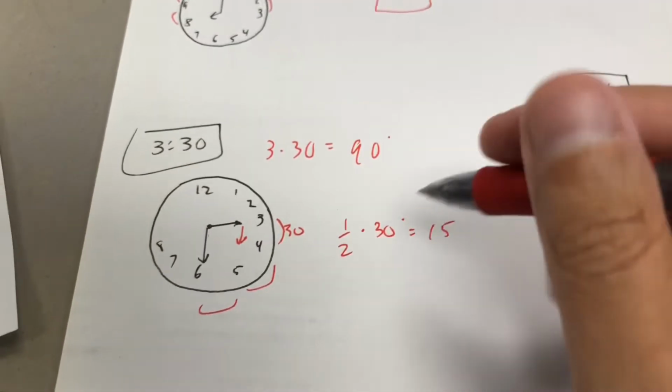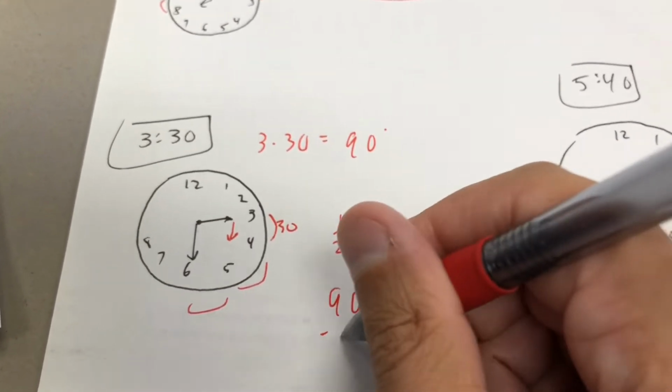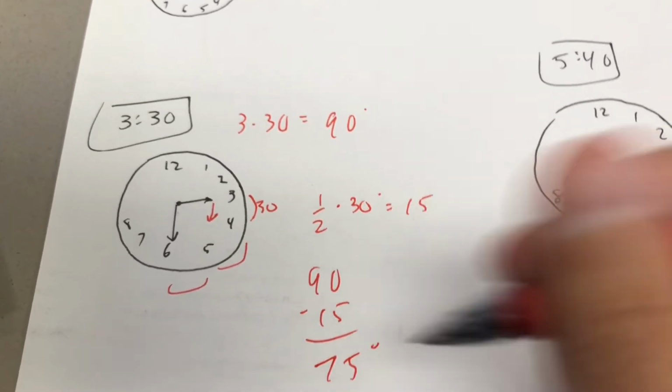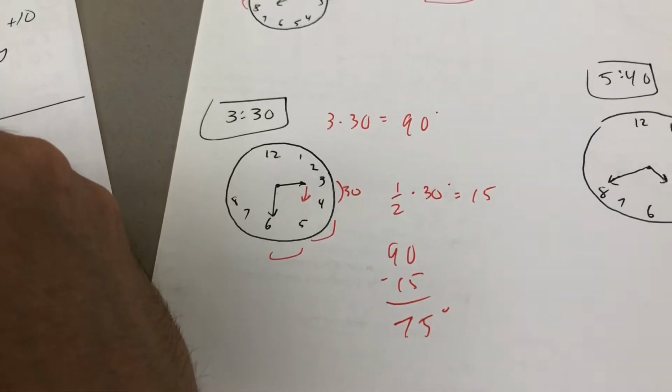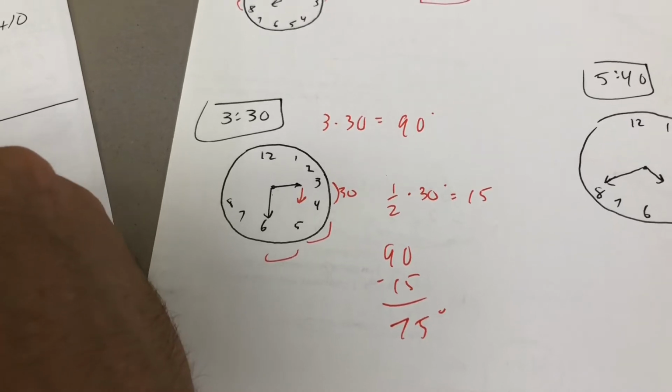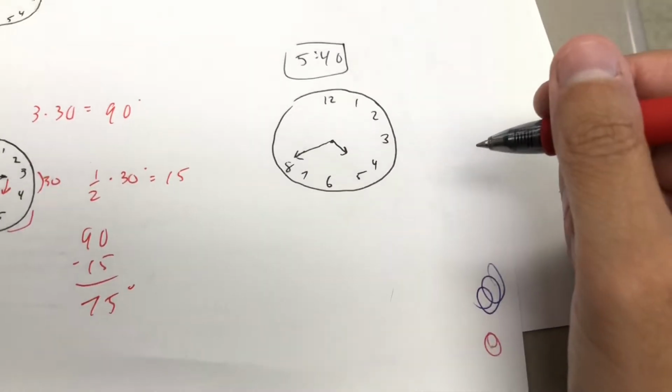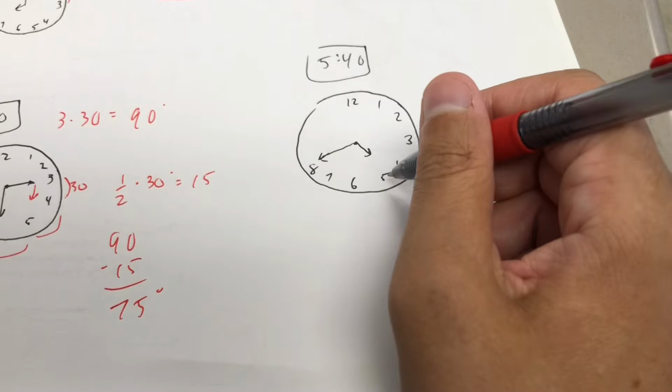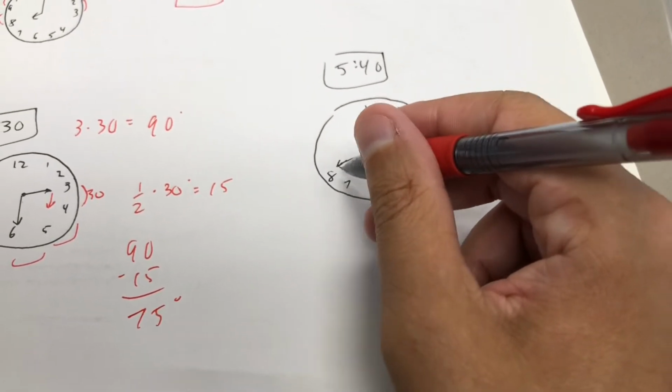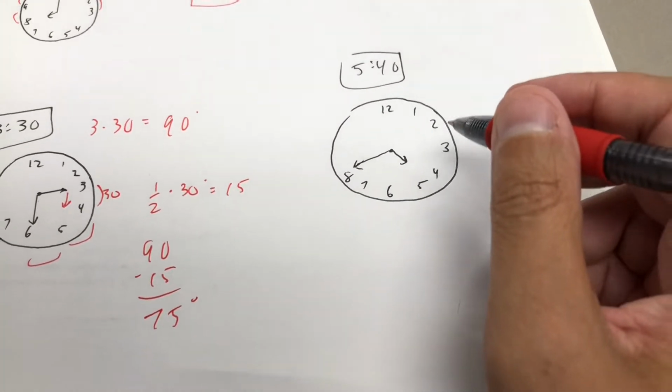So the angle is getting smaller, which means we need to take that 15 away from the 90, which is going to leave us with a 75-degree angle. And our final one, 5:40. So you've got the hour hand pointing at the 5. The minute hand is pointing at the 8. 8 times 5 is 40.